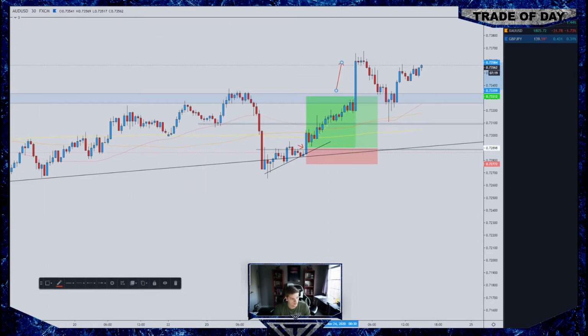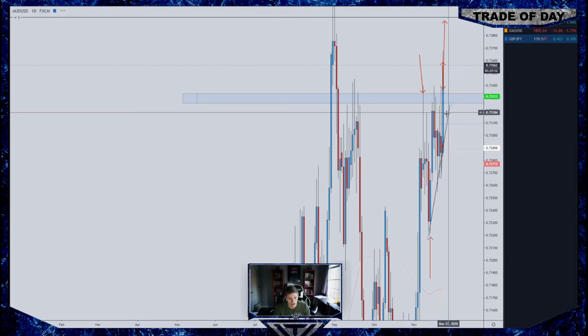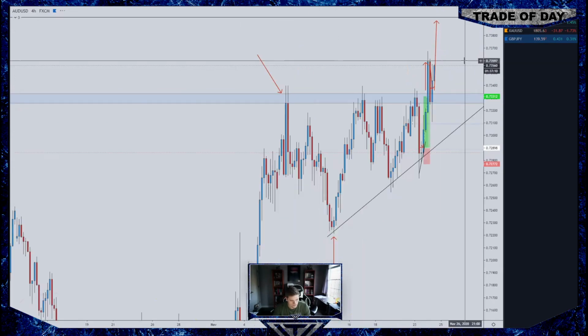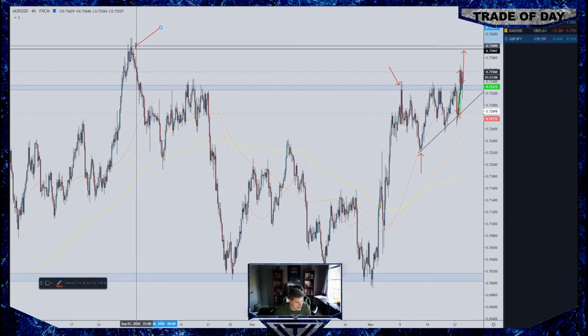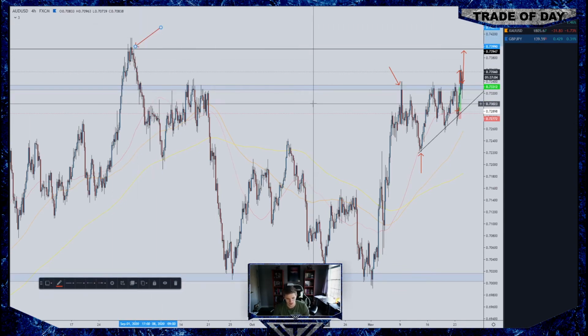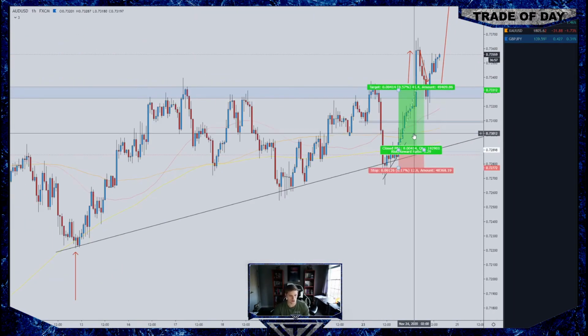So it broke it, it came back, it retested it, and now it looks like it's getting ready to move up again. And if you look at the 4 hour, it's most likely going to come up and retest this high right here that it formed at 73,900, 74, you know, 0.74. So that's what I'm looking at right now. But this was my trade.